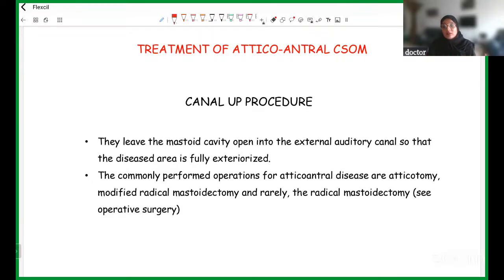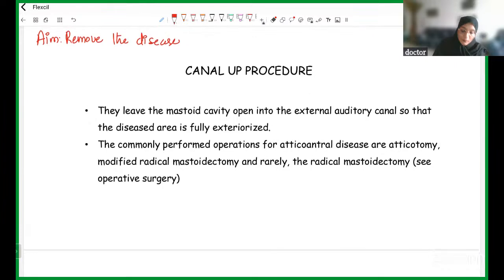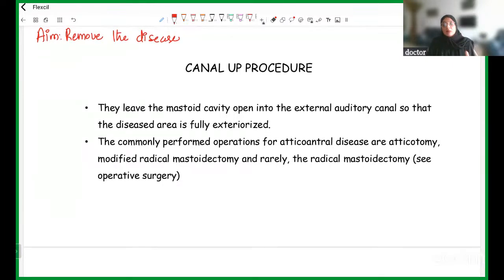Now, if this conservative management does not work, you will have to operate on the patient, right? It is the mainstay of treatment. So the primary aim of surgical treatment is to remove the disease itself and to keep the ear safe. The second priority is reconstruction of hearing. So here, the main aim is to remove the disease.